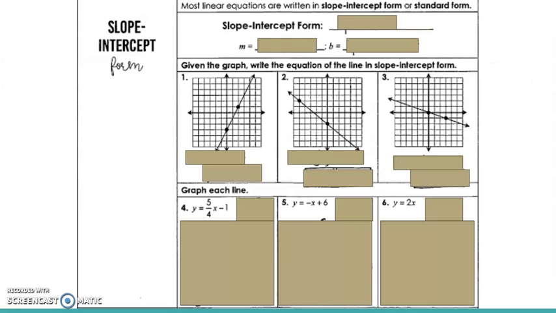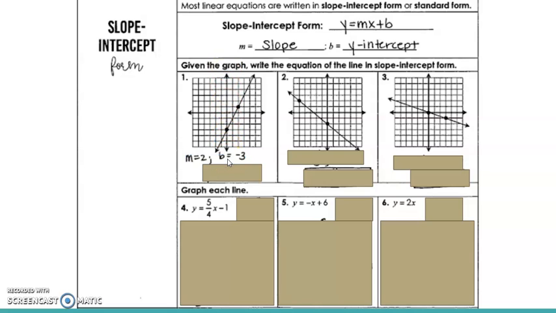We also need to talk a little bit about slope-intercept form. So if you remember, slope-intercept form is y equals mx plus b, where m is our slope and b is our y-intercept. And we always write equations of lines like this. So if we look at our graph for number 1, we see that they gave us 2 different points. Remember, those points can help us find our slope. And then our y-intercept is wherever we are crossing our y-axis.